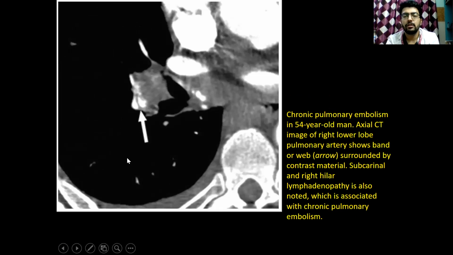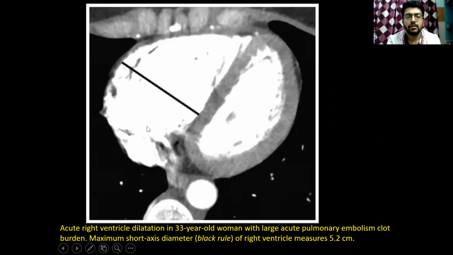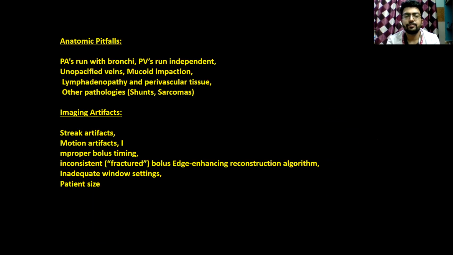Chronic pulmonary embolism in a 54-year-old man: axial CT scan image of the right lower lobe pulmonary artery shows a band or web. The arrow is demonstrating the band or web that we can also see. This is right ventricular dilatation with a large acute pulmonary embolism clot burden.